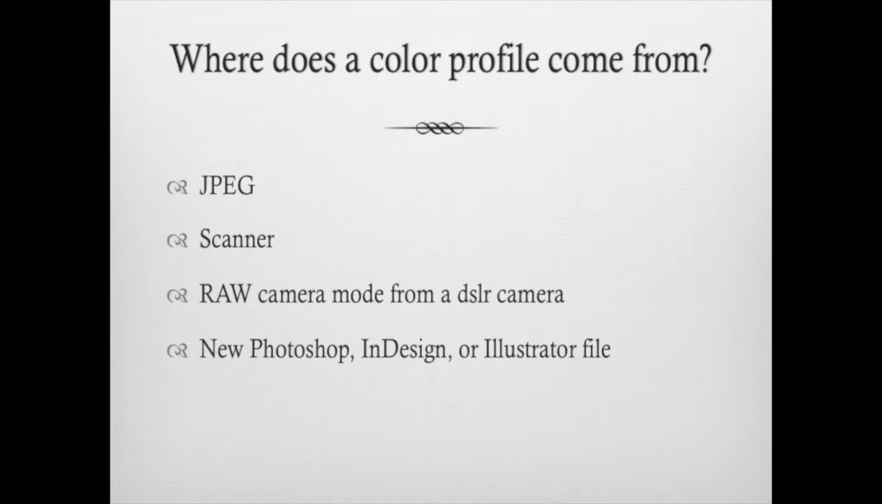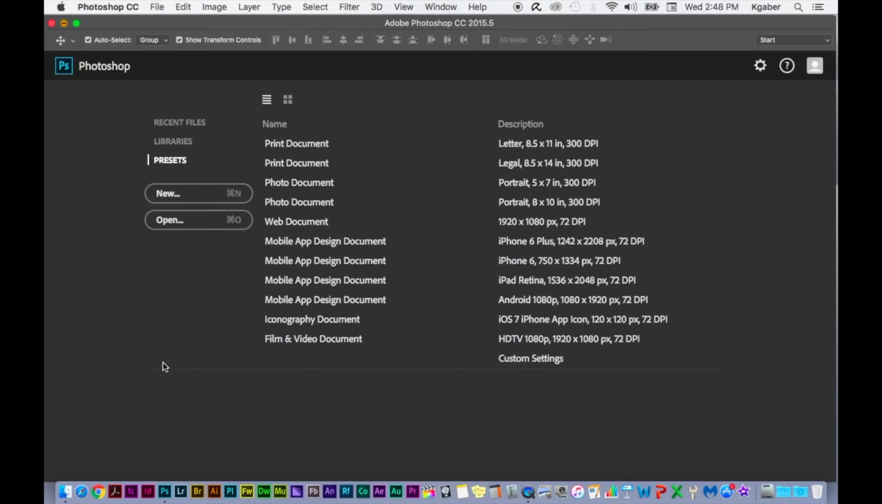Where does a color profile come from? It can come from multiple things, such as a JPEG from your camera, a scanner, even shooting in camera raw on your camera, or even from a new Photoshop, InDesign, or Illustrator file, and much more where you work with color. Well, how do you know if your image has a color profile?